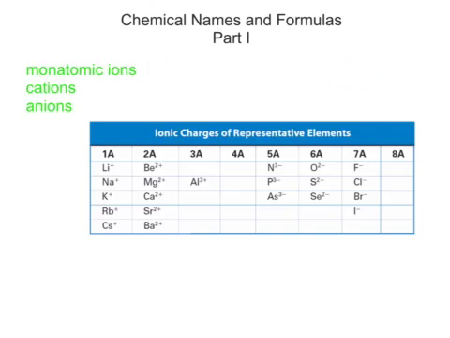So the elements that you should know that form just one specific ion, and it's always the same, here they are. You should have these already listed on your periodic table, and you should be able to keep track of them.